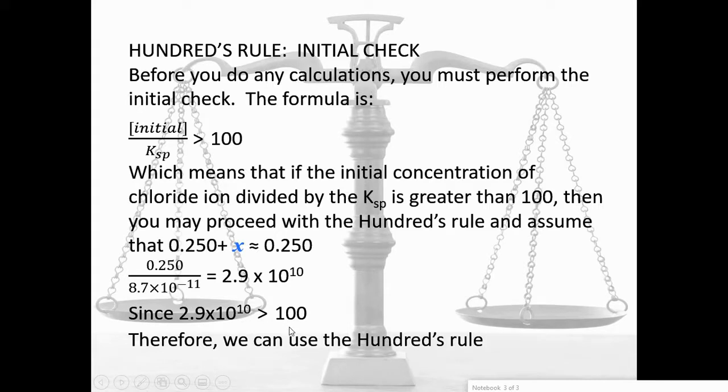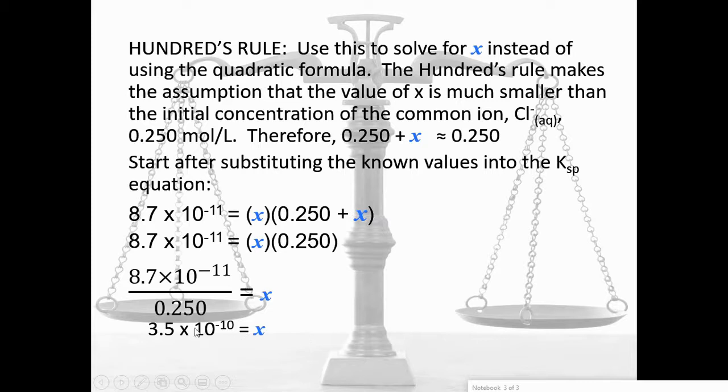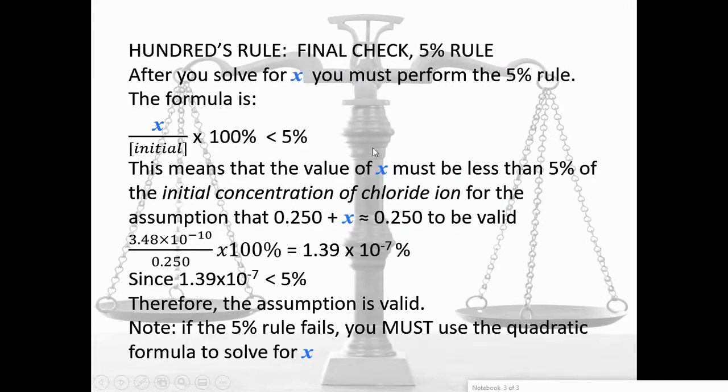Okay, so after you figure out your answer, you know what x is, you have to do another check. You have to make sure that this x is less than 5% of the initial concentration. So if this x is less than 5% of this 0.25, then the hundreds rule assumption is valid. Here's how you do it. X divided by initial concentration times 100% must be less than 5%.